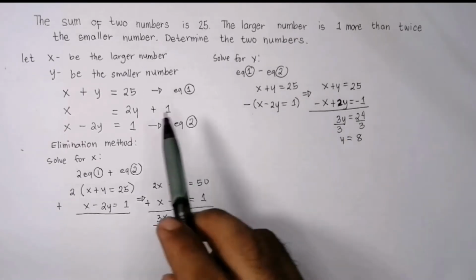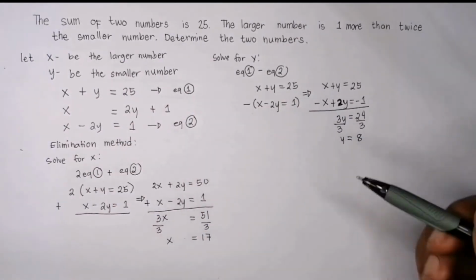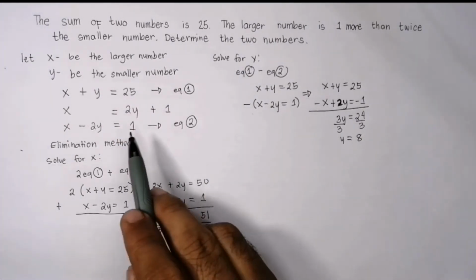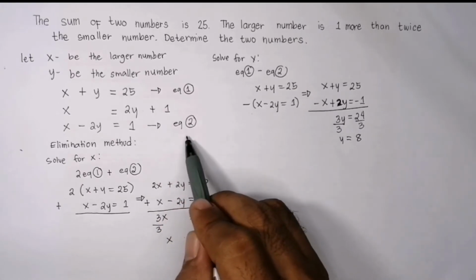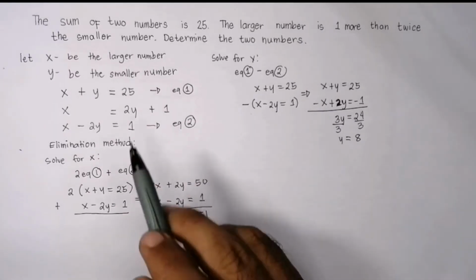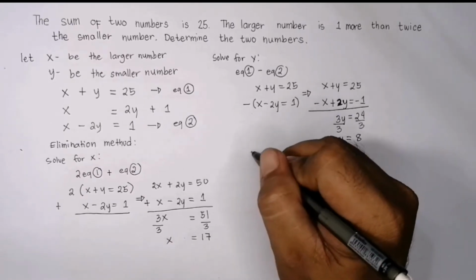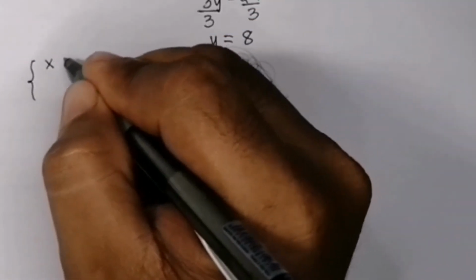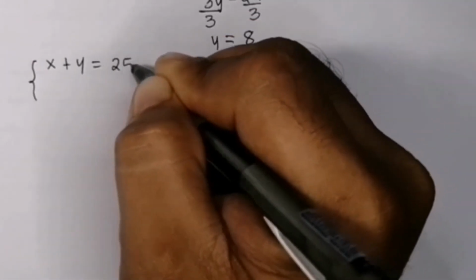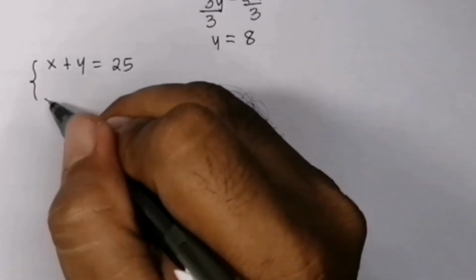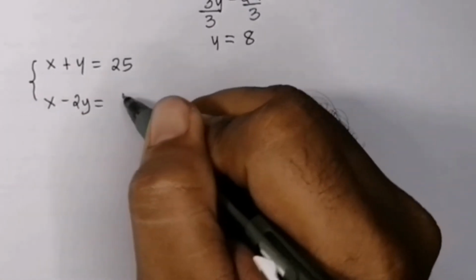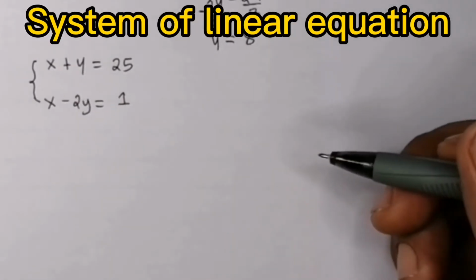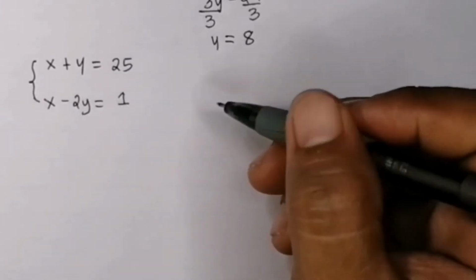Part 2. How about if we're going to solve this worded problem using the matrix? First, let us consider again the equations. Instead of writing it as equation 1 or equation 2, we're going to translate it into a system of linear equations by putting a brace symbol. So we put it here as x plus y equals 25. That is equation 1. Then x minus 2y equals 1. The symbol for this brace becomes the system of linear equations. So we solve it using the matrix method.